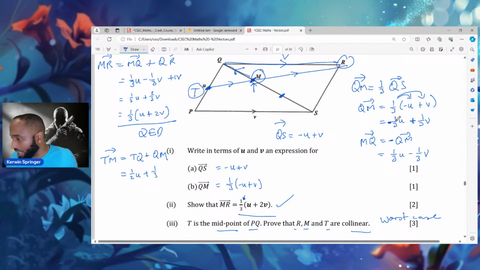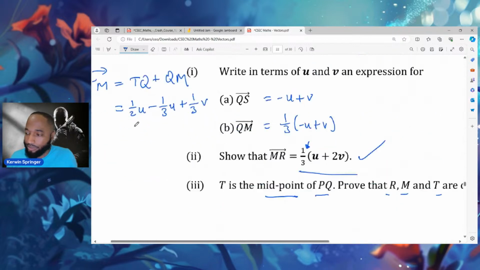I have it expanded here too, nice and proper. So Q to M is actually, let's put the expanded version so we can skip a step, Q to M is this guy: negative 1/3 U plus 1/3 V. So half U minus 1/3 U plus 1/3 V. Half of U minus 1/3 U, that is a half minus a third. That is 1/6. 1/6 U plus what? You can put it on a calculator to double check. So 1/6 U plus 1/3 V.